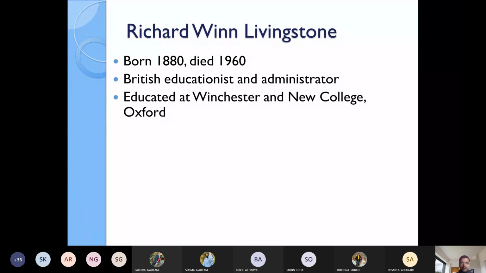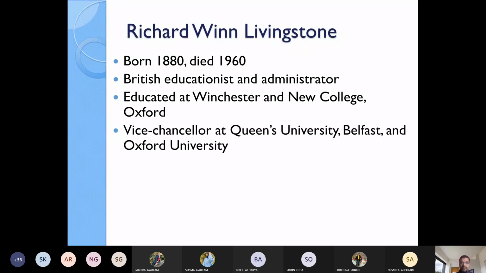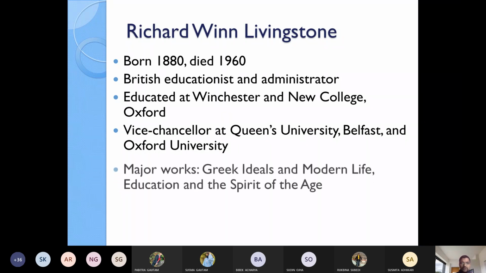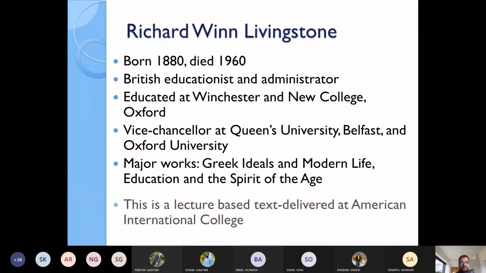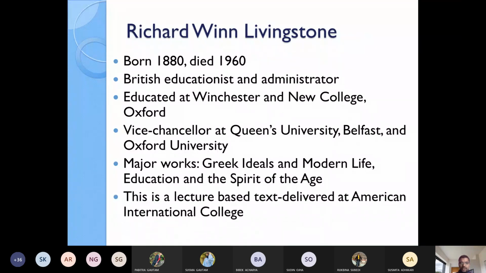He was educated in Westminster and New College, Oxford. He became a vice chancellor at the Queen's University, Belfast, and Oxford University. His major works dealt with Greek ideals and modern life, education, and the spirit of the age. This lesson is a lecture-based text delivered at American International College.